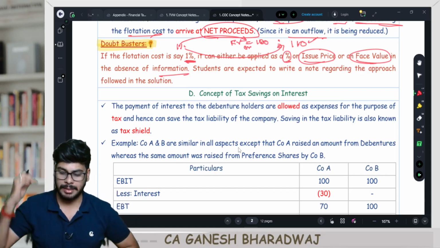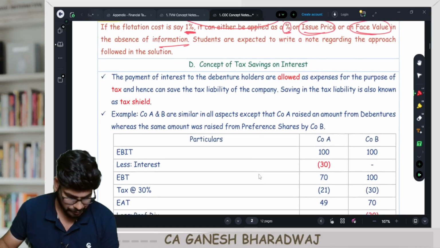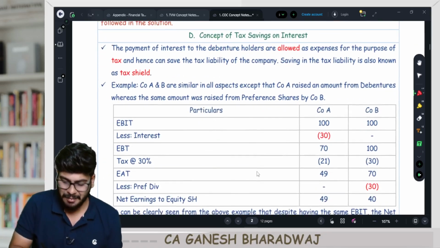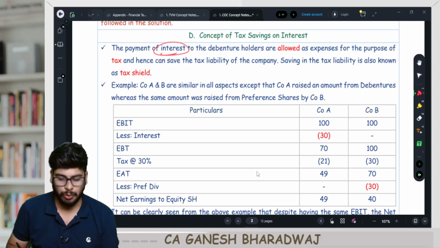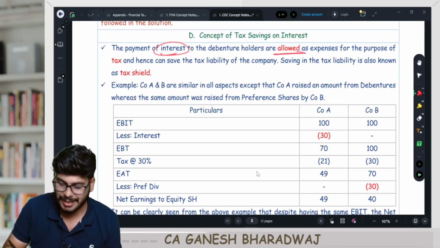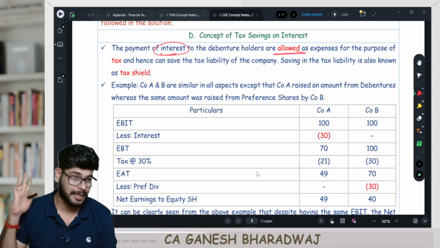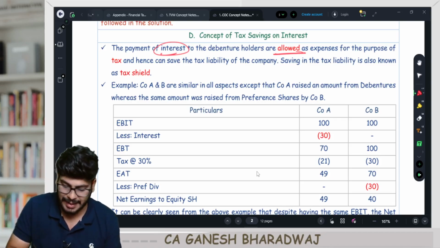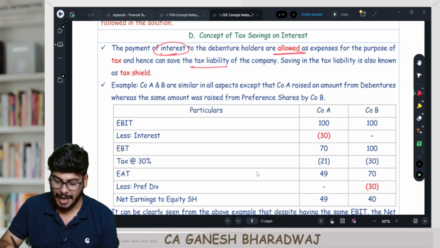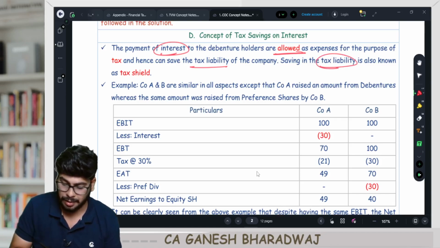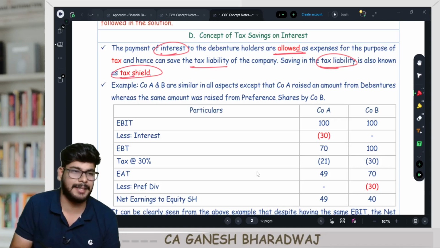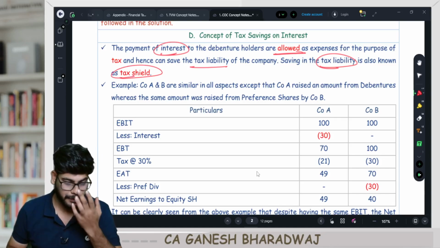Yes. Now, what is this concept of tax saving? Payment of interest to debenture holders is allowed as an expense for the purpose of tax, and hence it can save the tax liability of the company. And saving in tax liability for the company is also known as tax shield. Now, what is this, sir?